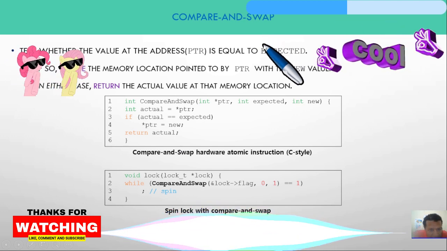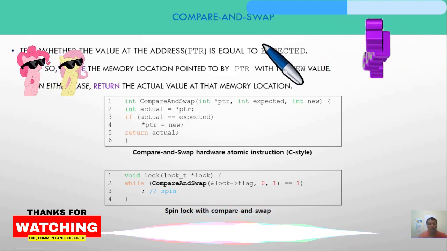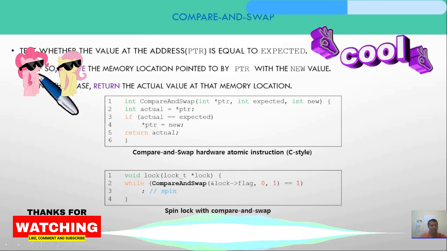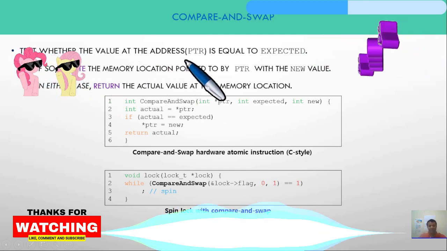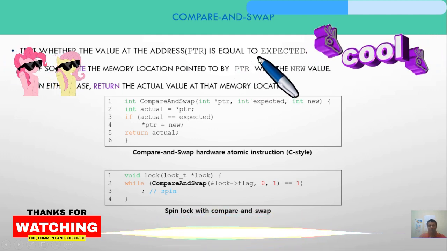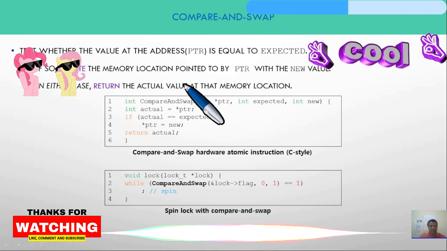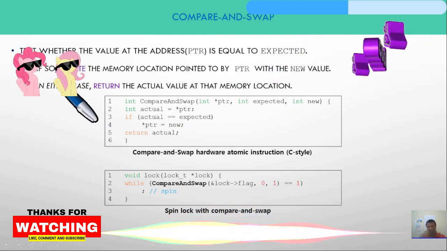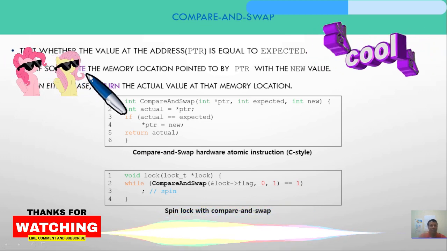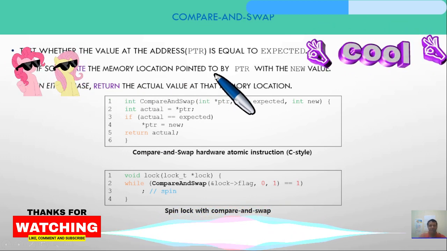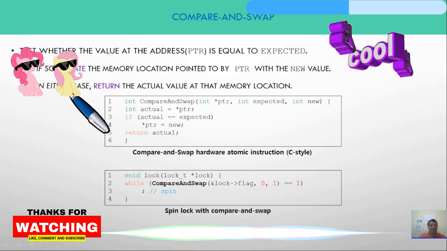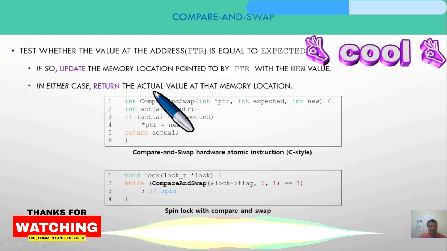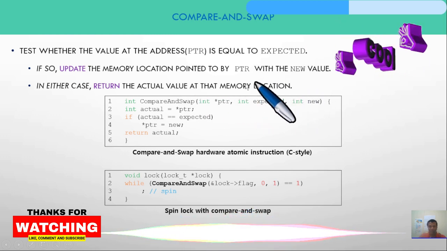So let's see another tactic, for example, compare and swap. What it does is it tests whether the value at the address pointer is equal to expected. So what does it mean? If so, update the memory location pointed to by pointer with a new value. In either case, return the actual value at that memory location.